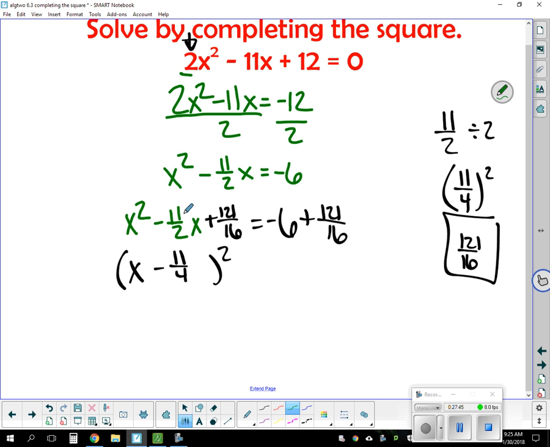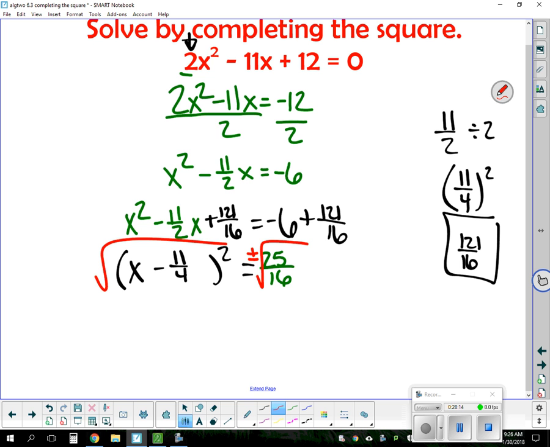But the shortcut, b divided by 2, negative 11 over 4, equals negative 6 plus 121 over 16 gives you 25 over 16. Pause. Are we okay through there? Do we know where all of the numbers have come from? Yes. Okay. So now we should have an equation that is relatively easy to solve.